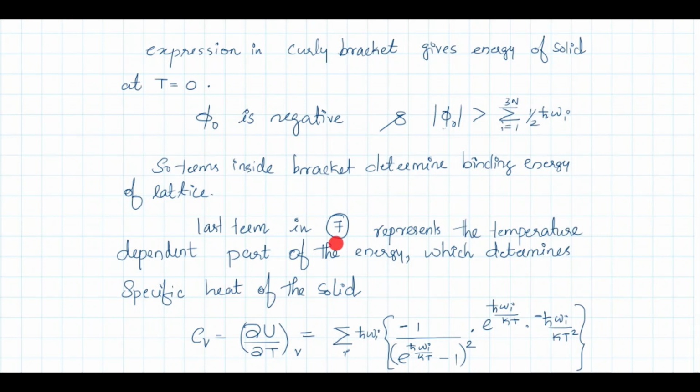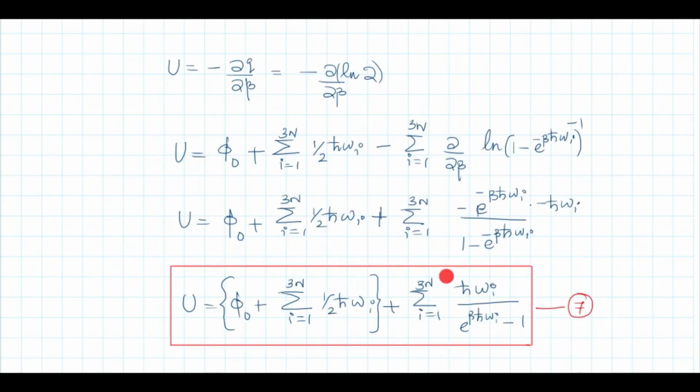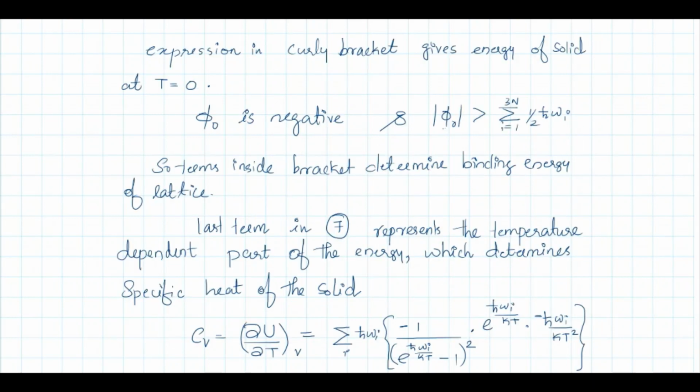And the last term in equation 7 represents the temperature dependent part of the energy, which determines the specific heat of the solid. Because specific heat Cv is dou U by dou T at constant volume. When you take the derivative of internal energy with respect to temperature, you will get Cv. So the temperature dependent part in this equation, that is the last term, will give you the specific heat.